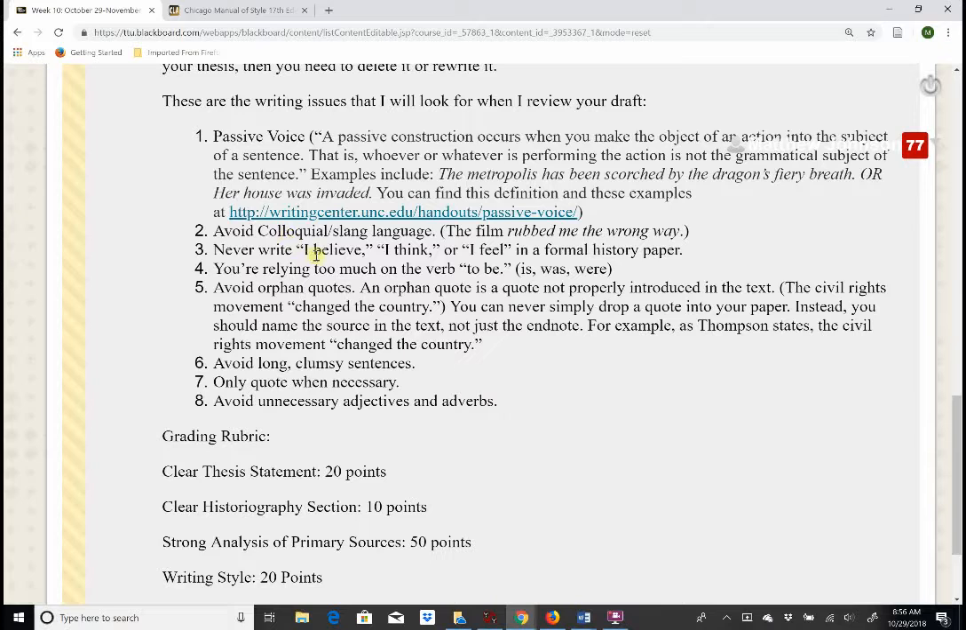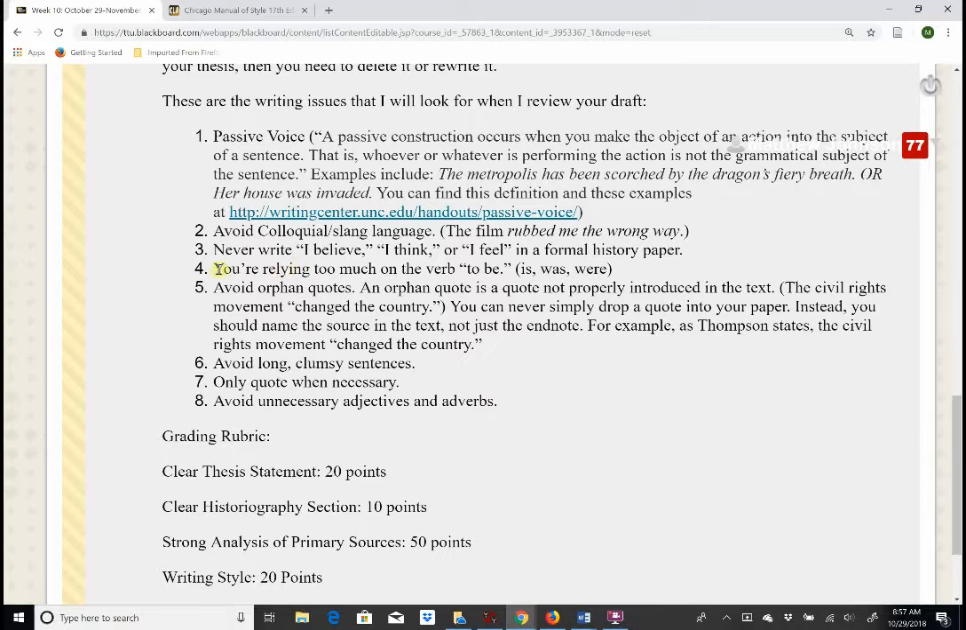Another thing that I saw in some of the proposals, prospectus that I want you to get out are the I believe, I think, I feel language. And one of the reasons why we try to get that out is because it suggests that you are uncertain. Okay, and so we want you to have some confidence in this paper. And one of the ways to get that across is to get that feely language out of your writing.